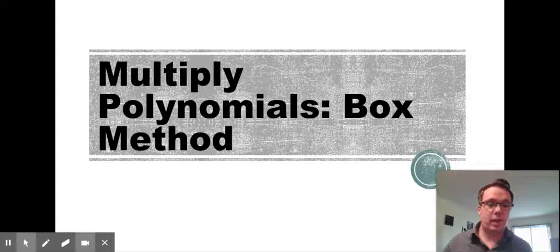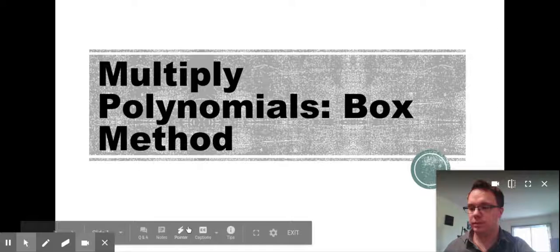We've learned the last few days how to add and subtract polynomials. Today we're going to learn one method to multiply polynomials. There are two methods: the box method and FOIL. Today we're going to cover the box method.